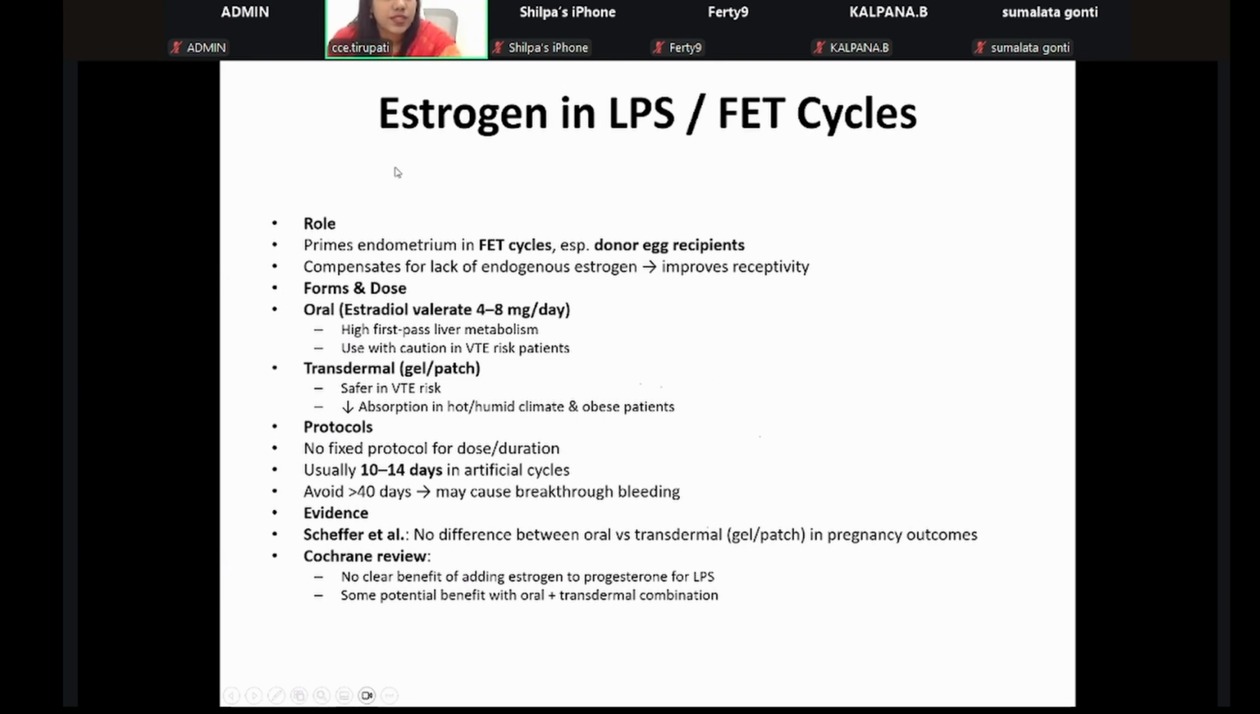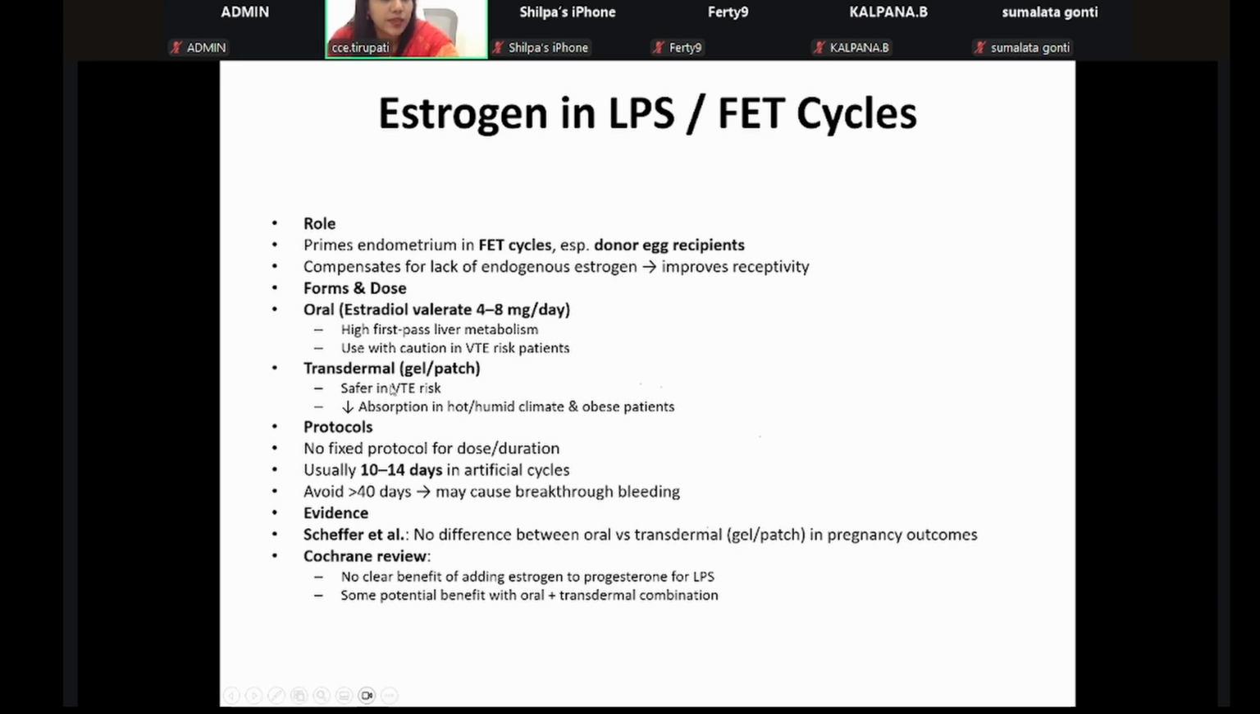Coming to estrogen in luteal phase support, the role is in FET cycles. It primes the endometrium, especially in donor egg cycles. Whenever there are no follicles, we support with estrogen. It compensates for the lack of endogenous estrogen and improves receptivity. The dose of estradiol is we start with 4 to 8 milligrams per day, and it should be cautiously used in patients with risk of venous thromboembolism.